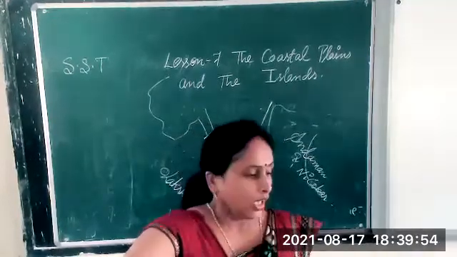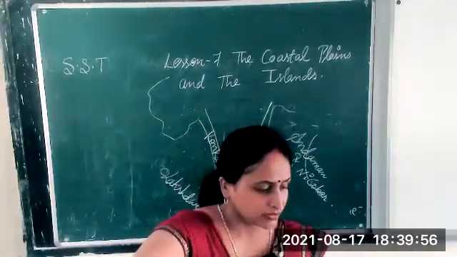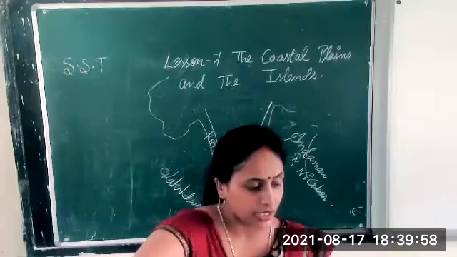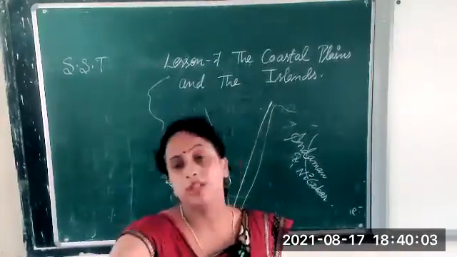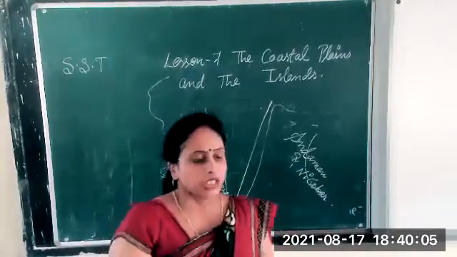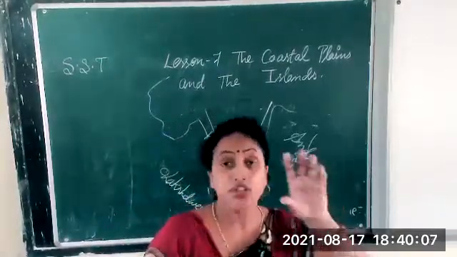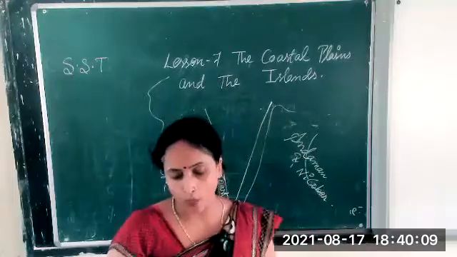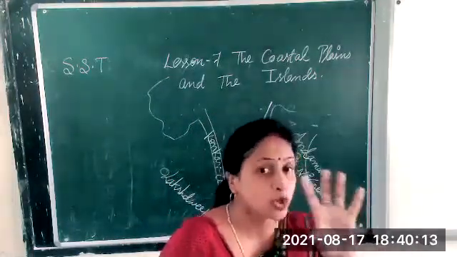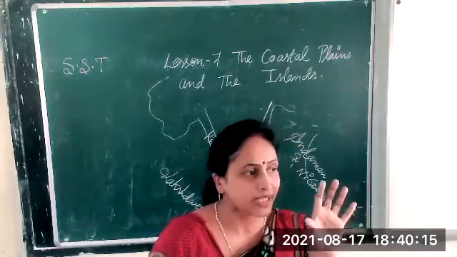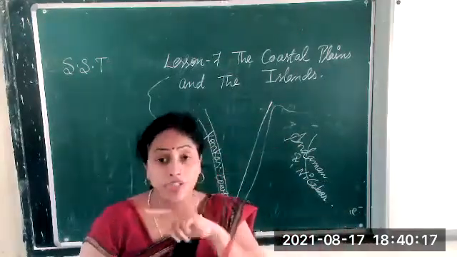Understand? And here, the famous Cellular Jail is in Port Blair, where mainly Indian freedom fighters were kept during the British period. You know, the Cellular Jail. Where does it lie? It lies in the Andaman and Nicobar Islands. Port Blair is the capital of Andaman and Nicobar Islands. There is the Cellular Jail.